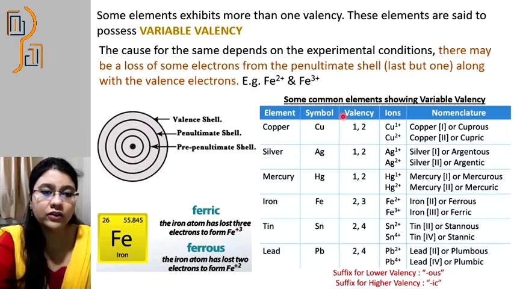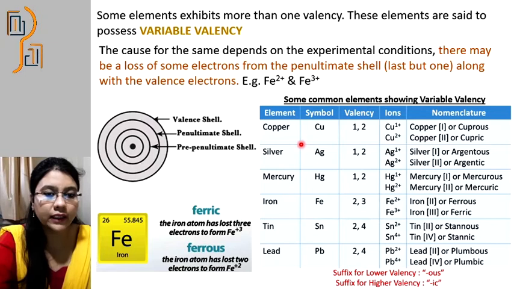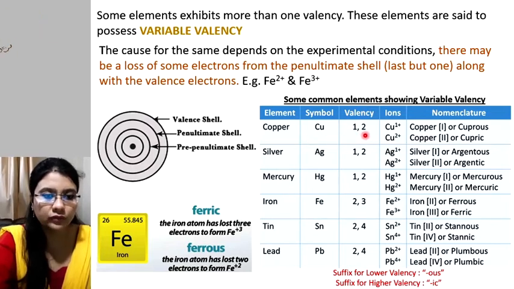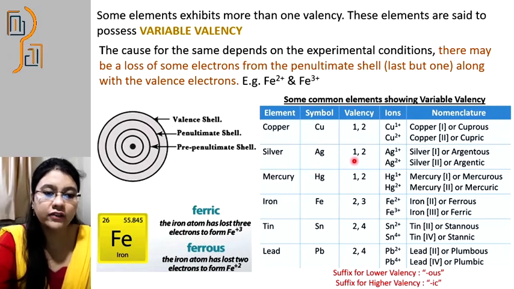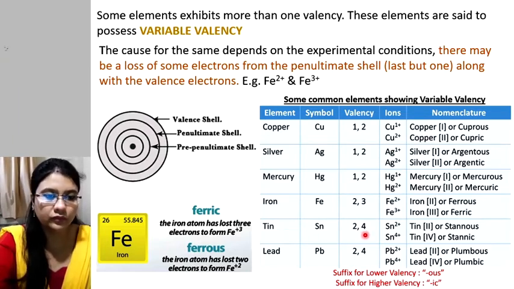Here is a list of some common elements showing variable valency. You can see copper possesses variable valency of 1 and 2. Silver possesses variable valency also 1 and 2. Similarly, tin has variable valency of 2 and 4.